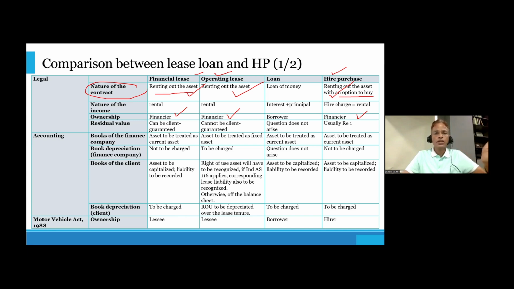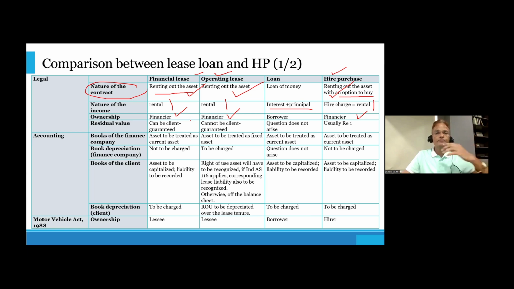So therefore, the legal nature of the income, in case of a financial lease, we are earning a rental. Legally, we are earning a rental. In an operating lease also, we are earning a rental. In hire purchase, we are earning a hire charge or call it rental. In case of a loan, we are recovering interest and principal.